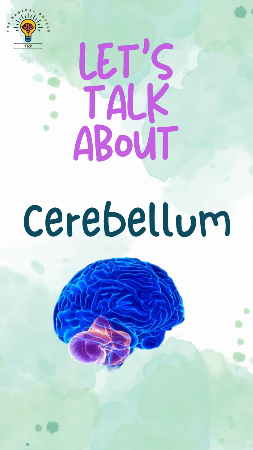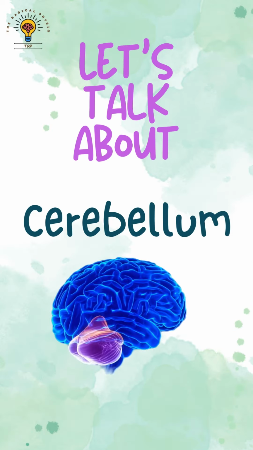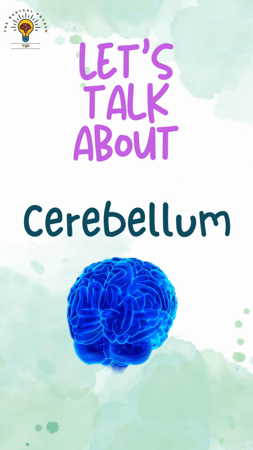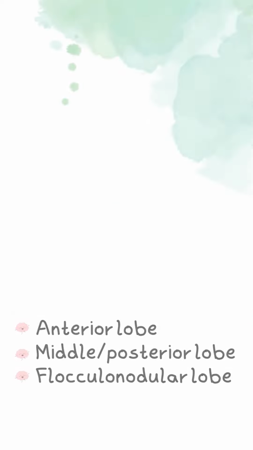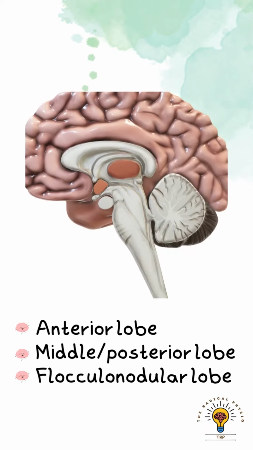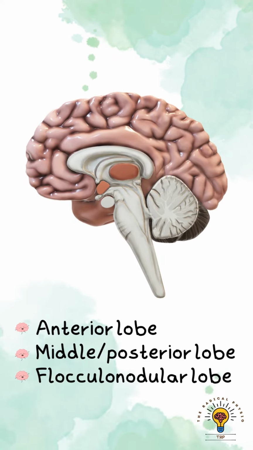Let's talk about the cerebellum. It is small in size but the largest part of the hindbrain. It has two hemispheres connected to each other through the vermis. Each hemisphere is divided into three lobes: the anterior lobe, the middle or posterior lobe, and the flocculonodular lobe. There are three fissures in the cerebellum.